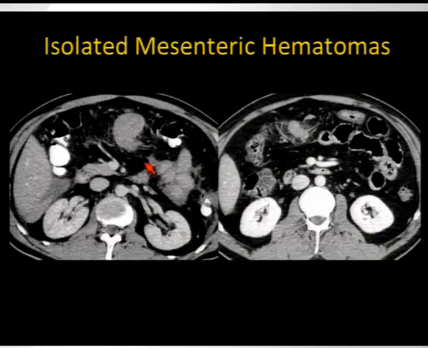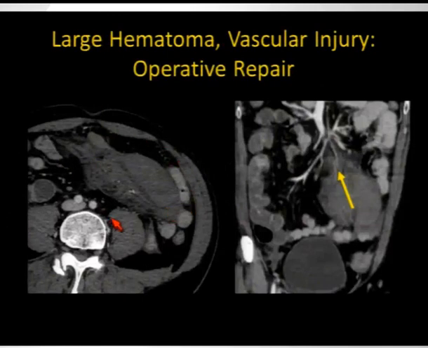So multiple mesenteric hematomas, such as in this patient who sustained a significant bowel injury and a significant blunt trauma, notice also the hemoperitoneum, should be an indication for laparotomy because there is a very high likelihood of developing focal ischemia that can eventually lead to a perforation, and this patient underwent a segmental resection and primary anastomosis. This obviously is an indication for operative repair.